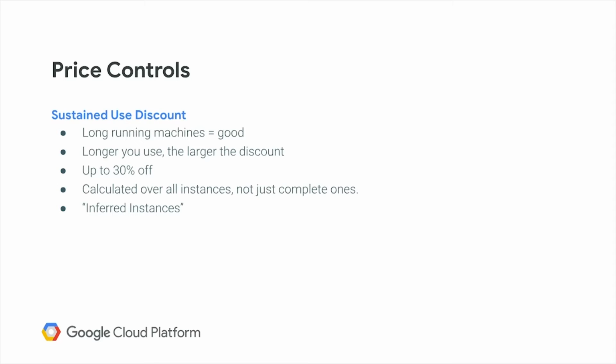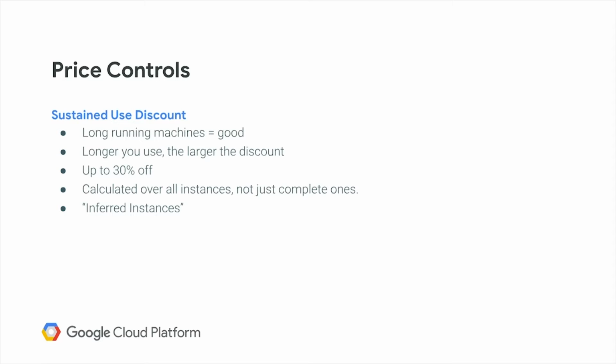So if you have long-running machines, that's good for us, because the longer and more consistent you are running machines, the easier we can plan for growth, right? Because it's more consistent. So we like regular usage. We like long-running machines. So the longer you use the machines, the bigger discount we'll give you. So you get up to 30% off of our list price over the course of a month for running a VM.